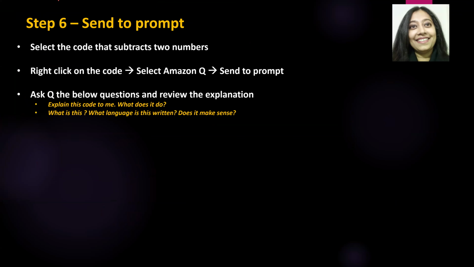Step 6, send to prompt. Now you can again select whatever piece of code. You can select the code that subtracts two numbers. Again, same, select the code, right click, Amazon Q, send to prompt. Now over here, when you send it to prompt, the entire code will be copied over, and then you will be prompted to ask a question about this particular piece of code.